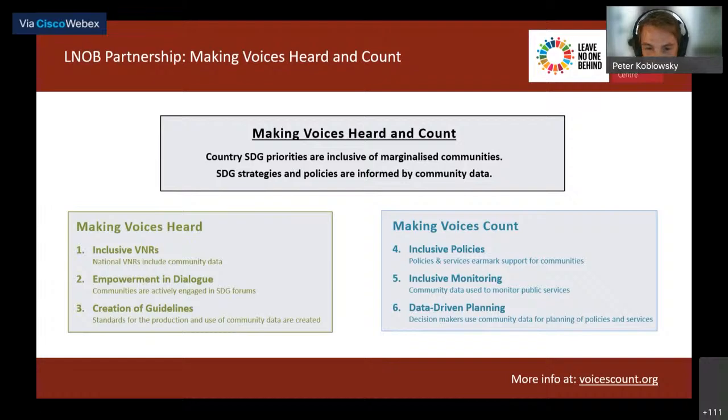And as I said, making voices count, the most important part is after the recognition of this data, it also has to be used, and we want to see it used in the formulation of budgets, of public services, and of policies. And a key challenge for us as a civil society coalition has always been that we are lobbyists. We come from civil society, and there has been little collaboration between civil society and especially national statistics offices in the past.